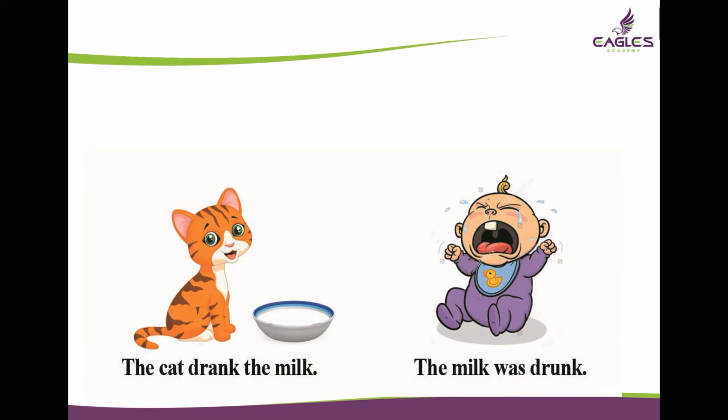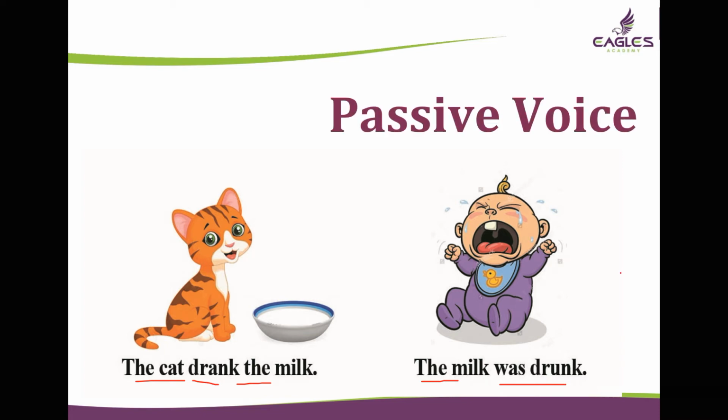Let's see this example. The cat drank the milk. So subject, verb, object. The milk was drunk. Oh my gosh, where is the subject? Nothing about the subject. This is called what? Passive voice. So here we have drank and drunk.